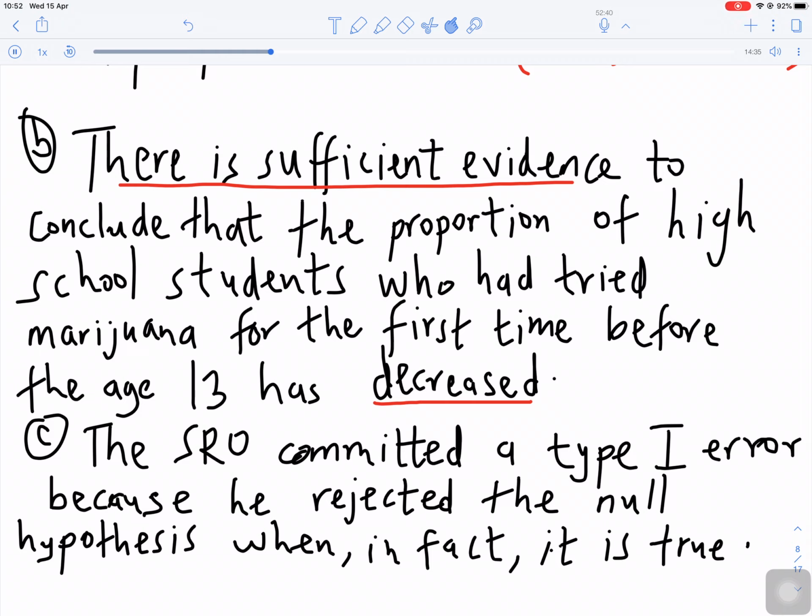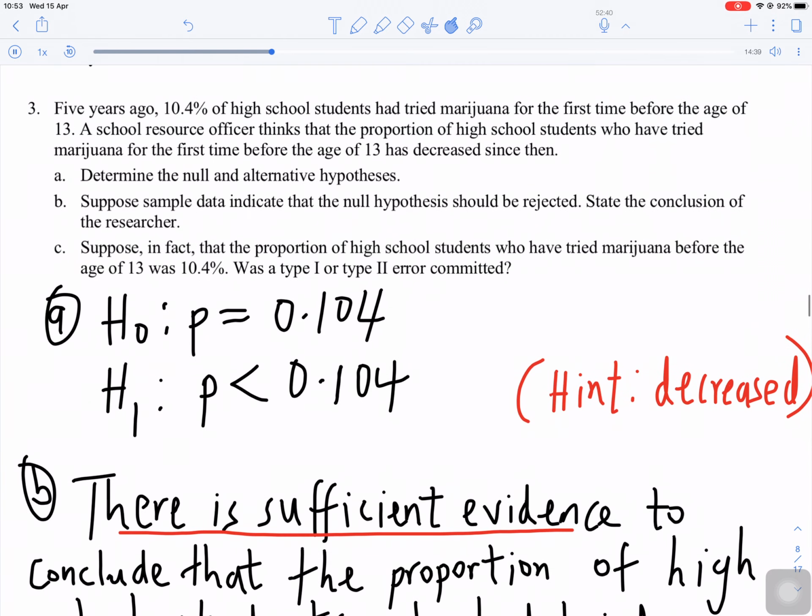Then we look at C. C reads, suppose in fact the proportion of high school students who have tried marijuana before the age 13 was 10.4%. So suppose the reality, what is actually true, is that the proportion of high school students who had tried marijuana before the age 13 was 10.4%. And what hypothesis is that? That is the null hypothesis.